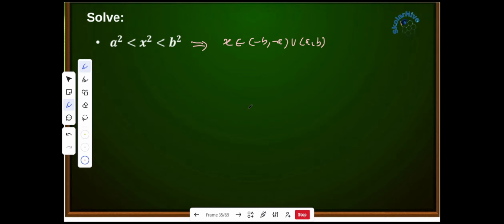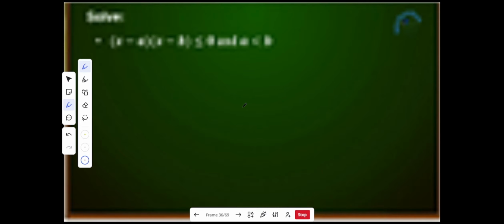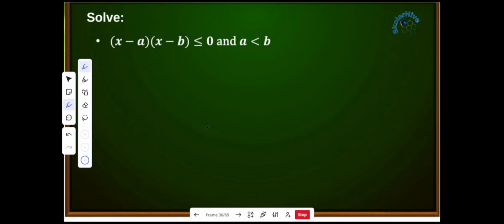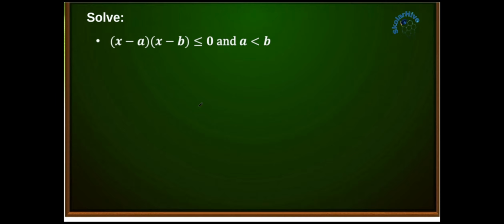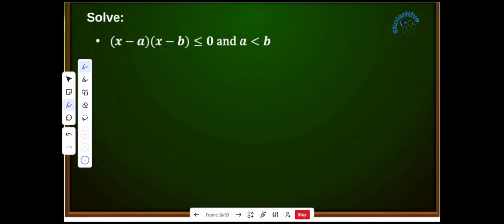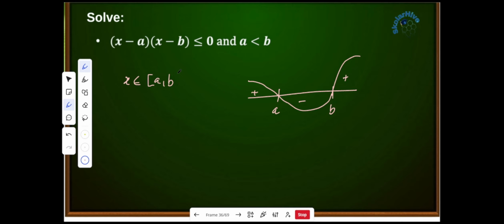So these are the important results that we need to remember. Now let's come to this point. We are given an inequality with a less than b, meaning (x minus a)(x minus b) is less than or equal to 0, and here a is smaller than b. It means a and b will be the critical points, and a will be on the left because a is less than b. From this you can draw the curve, and you will find that here it is positive, here positive, and we are looking for negative. It means the values of x will belong from a to b.